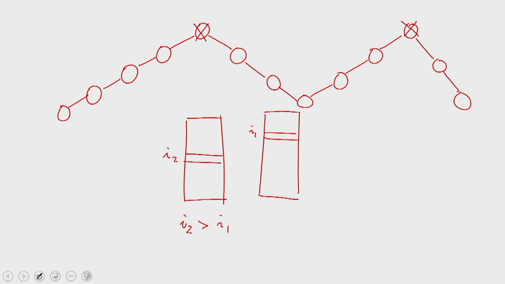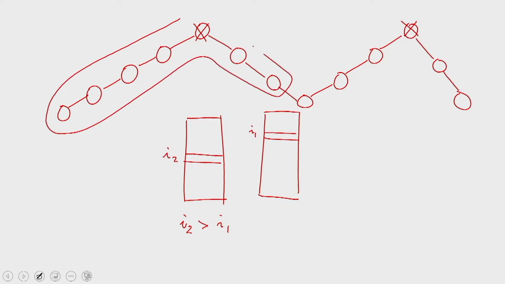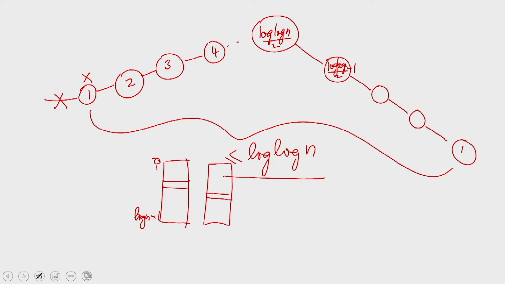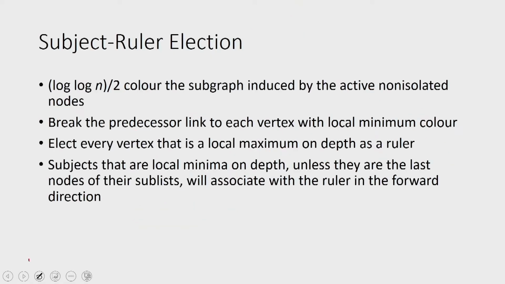So, in this example, these two nodes would be chosen as the local maxima, and then the rulers will have subjects assigned to them. The subjects of this ruler would be all these vertices. Similarly, the subjects of the second ruler would be these. That is what is specified in the last step here.